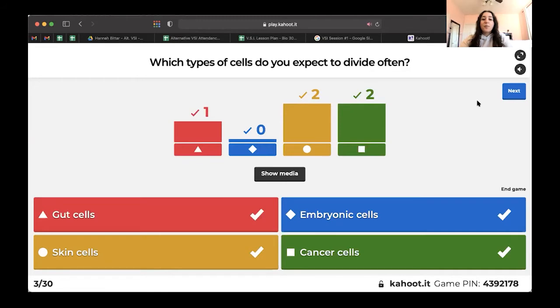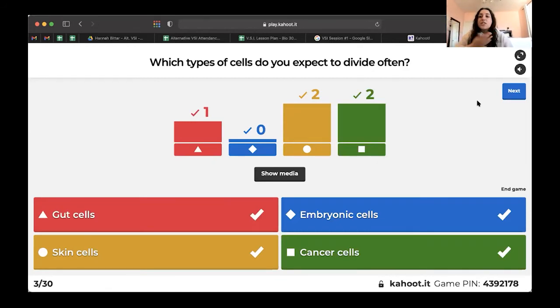So this is kind of not a trick, but the correct answer is all of them. Let's go over why. Gut cells: our gut is always being regenerated, so those are always dividing. So are skin cells. We lose, I think, millions of skin cells a day. If we're losing a lot, we need to divide a lot of our skin cells to make more.